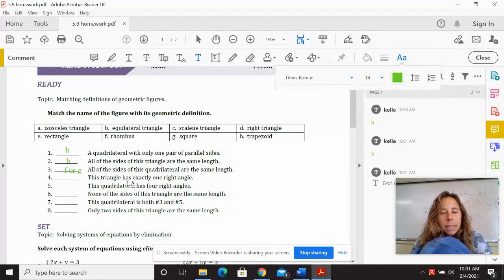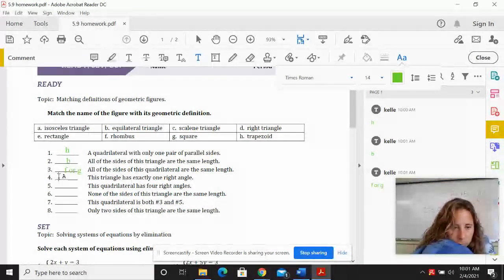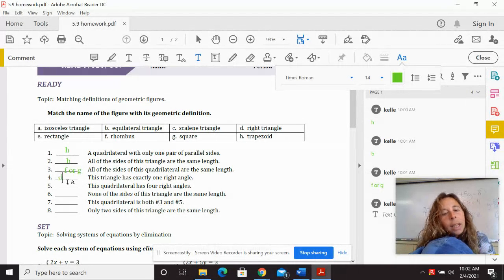Number 4, this triangle has exactly one right angle. All right, so you're dealing with your triangle. Which triangle has exactly one right angle? Your right triangle. So D. That's D. Number 5, this quadrilateral has 4 right angles.